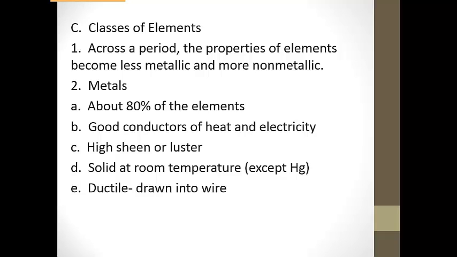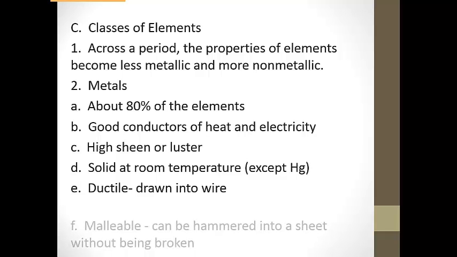Another property, they are ductile. Ductile just means that you can draw them into wiring. So for instance, copper, you can obviously have that in a flat sheet, but you can also draw it into wiring, very, very thin, where we can't do that with nonmetals.